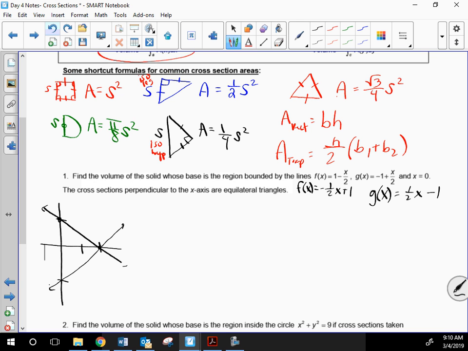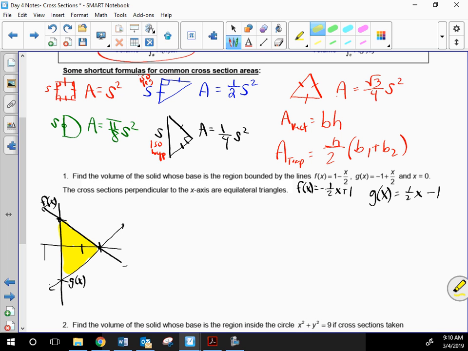So we've got 1/2 x plus 1, -1/2 x plus 1. That was my f of x function here. And then I have x squared for this other function. All right, so this is the base of our region. Again, we have that flat surface, so this is going to be similar to the example we have here, where our base is kind of that triangular base.